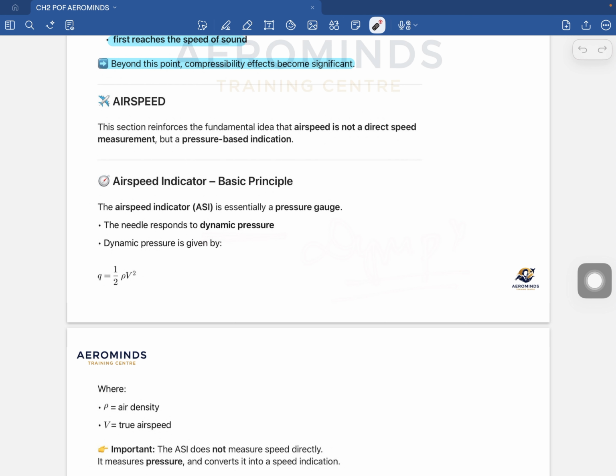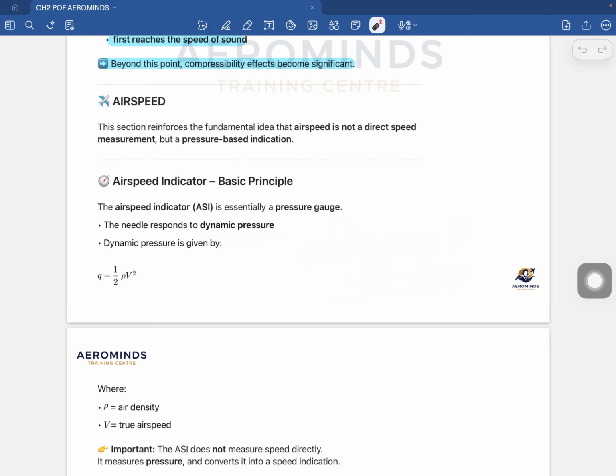Dynamic pressure is basically the pressure, as I've told you, which is created because the aircraft is moving through the air. When the air is hitting the pitot tube, that moving air creates some pressure, and that pressure is what the instrument is sensing. The dynamic pressure. Got it?